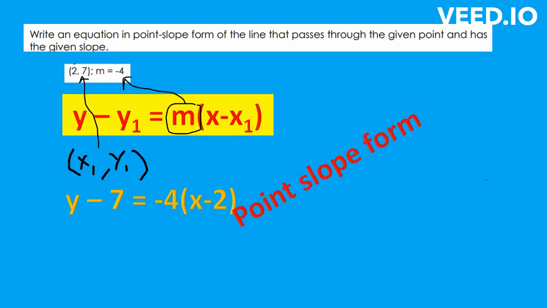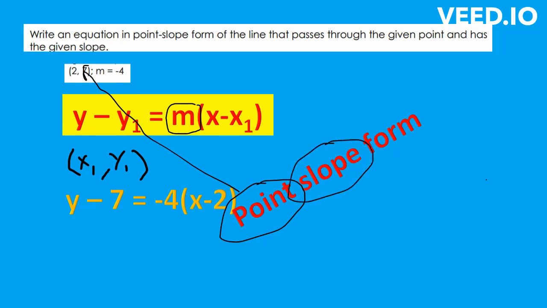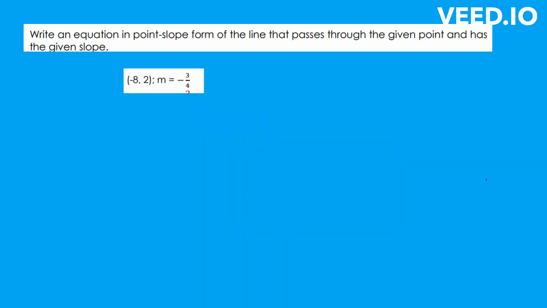This is the point-slope form of an equation, where we know a point through which the line passes. We know the slope of this line. Now there is one more example here that we will work on in the class together.